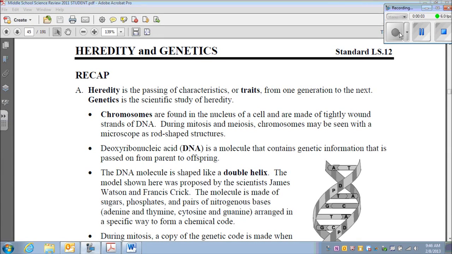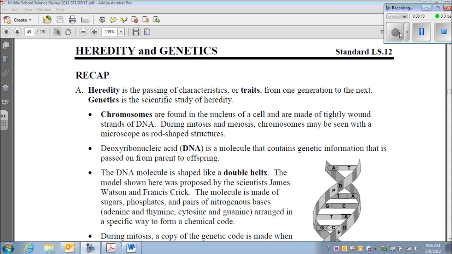Page 35, Heredity and Genetics. Recap, Section A. Heredity is the passing of characteristics or traits from one generation to the next. Genetics is the scientific study of heredity.